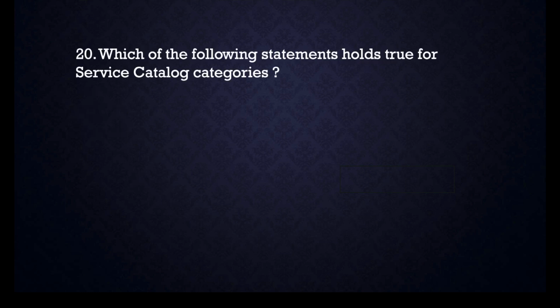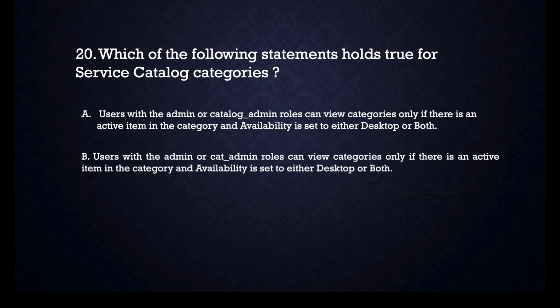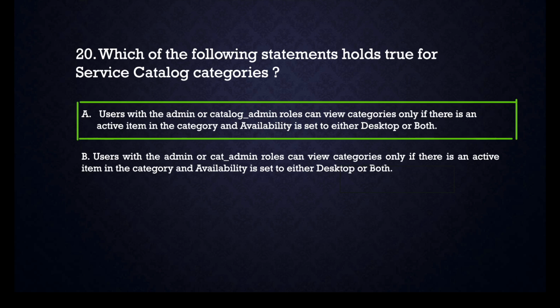Which of the following statements holds true for service catalog categories? Options. A. Users with the admin or catalog_admin roles can view categories only if there is an active item in the category and availability is set to either desktop or both. B. Users with the admin or cat_admin roles can view categories only if there is an active item in the category and availability is set to either desktop or both. Here we don't have a cat_admin role, so the correct answer would be A. Yes, so the correct answer is A. Next question.